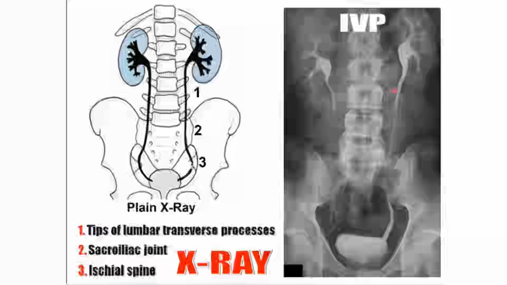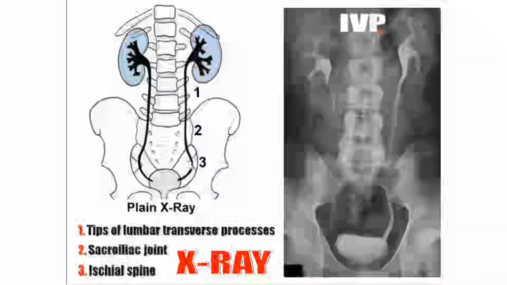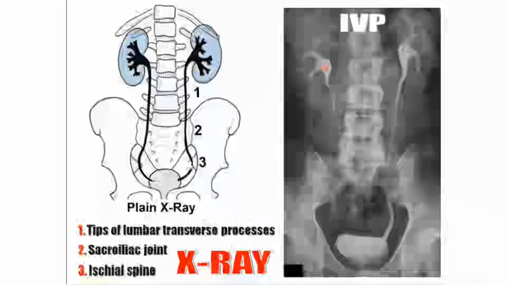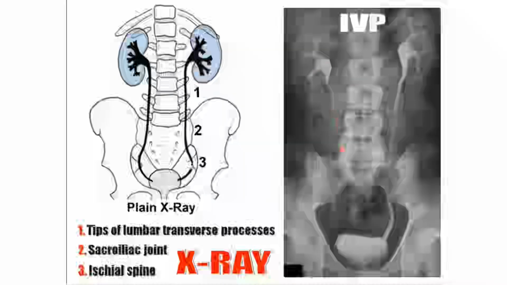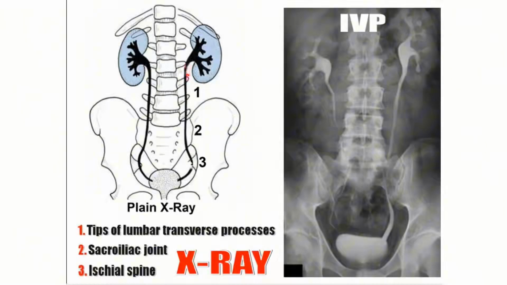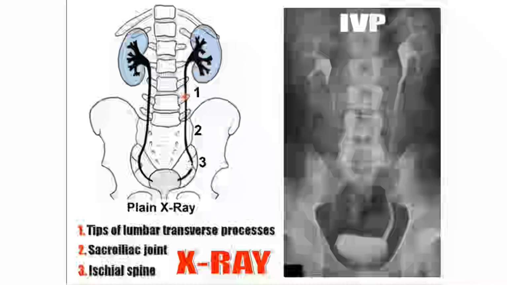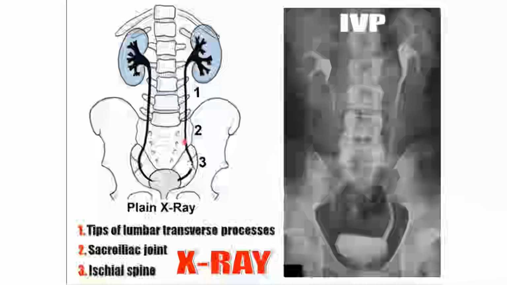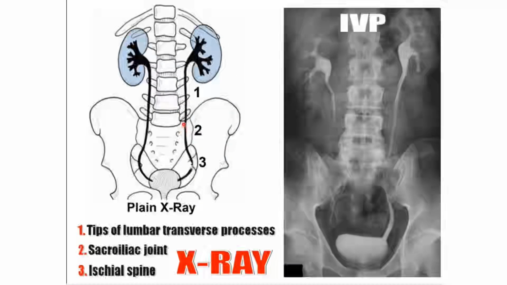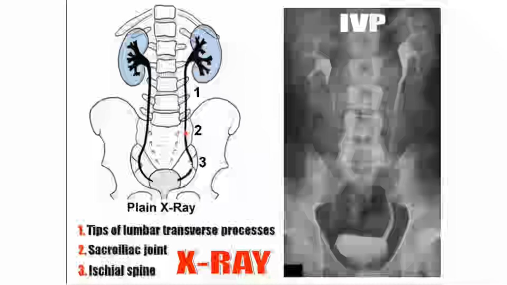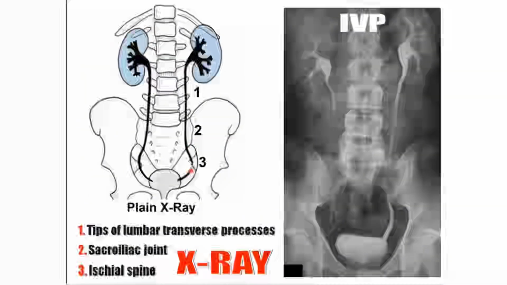Now this is an IVP, an intravenous pyelogram. If you want to identify or trace the ureter, these are the minor calyx, this is the major calyx, this is the renal pelvis, and this structure coming down is the ureter. Usually the ureter descends on the tips of the lumbar transverse processes, then appears in front of the sacroiliac joint, and then goes to the ischial spine.